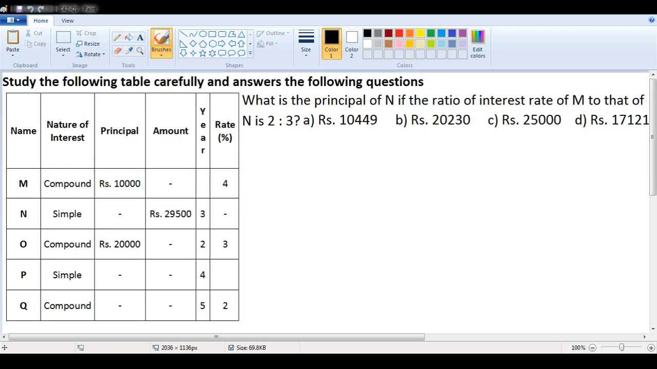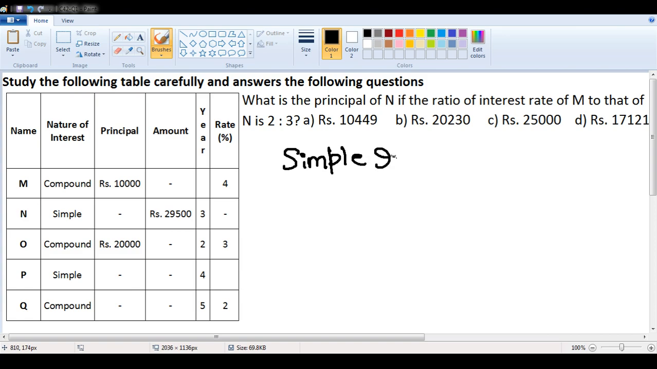This is a missing DI caselet on simple interest and compound interest. Now listen carefully, sir. Study the following table carefully and answer the following questions. The table gives the names of 5 people, M, N, O, P, Q, nature of interest, either simple or compound interest, principal, amount, year and rate of interest. All the values are not given in the table, some of them are missing, right? Now see here, I am sure that definitely you should know this, whatever we have discussed in our regular class.